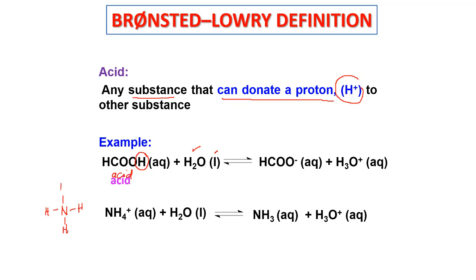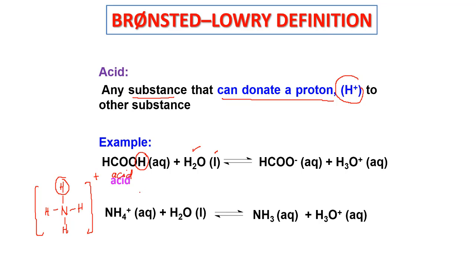Kalau kita ingat semula lah, Lewis structure chapter 4. So, this is the Lewis structure for ammonium ion. So, apa yang telah berlaku? Dia telah donate salah satu daripada proton dia ini kepada water. So, let's say dia telah donate proton yang ini kepada water.